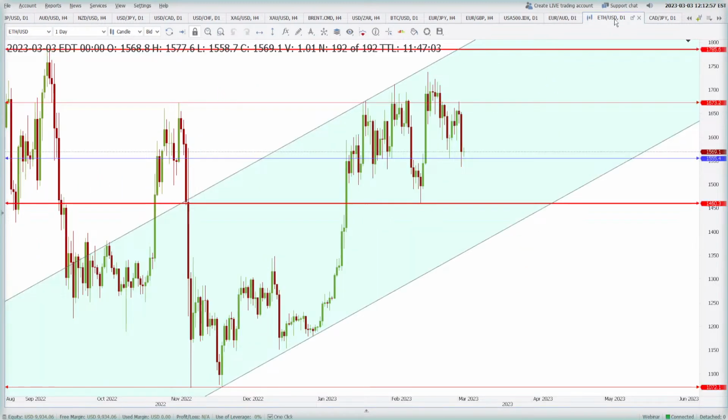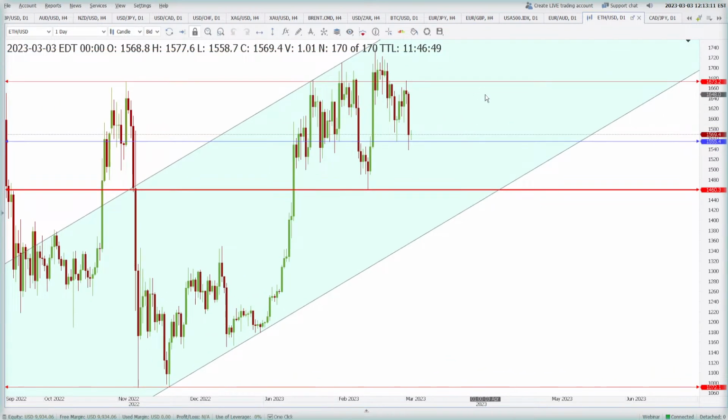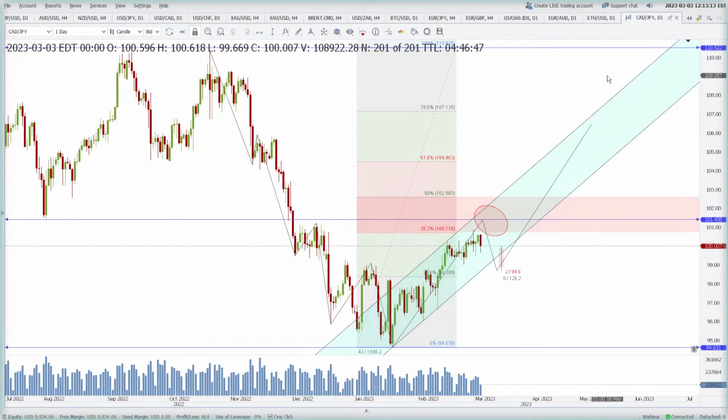Okay, Ethereum is falling, has tested 1555 already. Any move lower will open the way to 1460. On the upside we have resistance at 1673. This is what we have already discussed yesterday. Actually, there's nothing to be discussed.